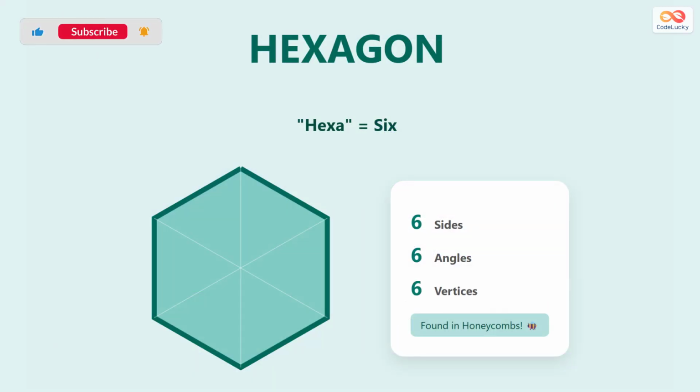A shape with 6 sides is called a hexagon. Hexa means 6. You can find hexagons in nature, like in the honeycombs made by bees. They fit together perfectly.